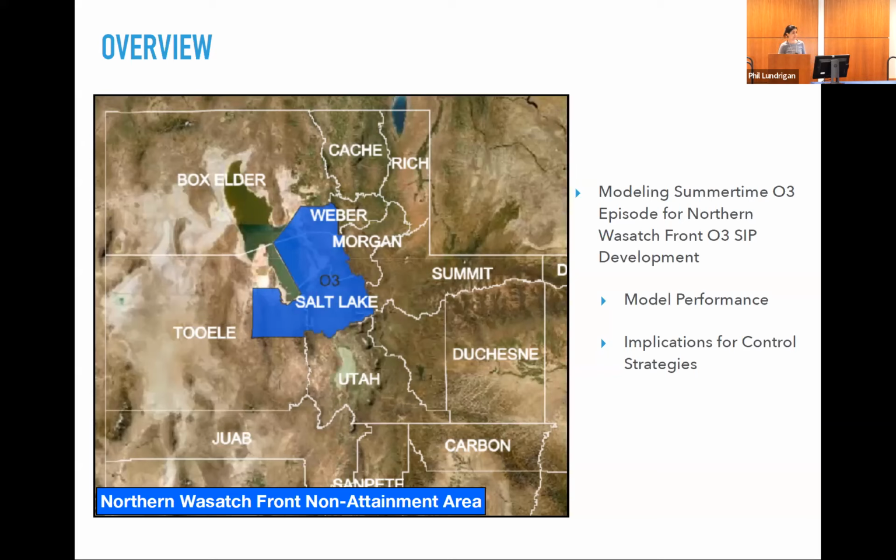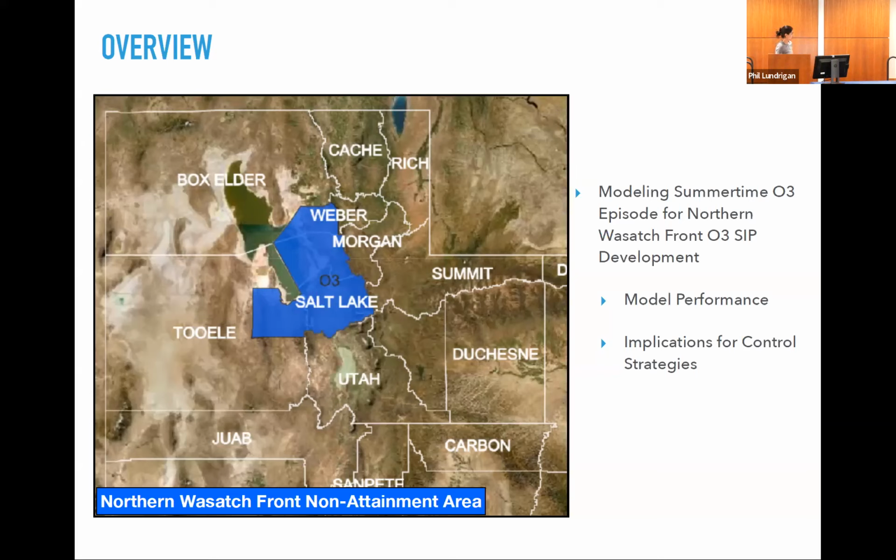Both Becky and Ryan talked about that in the morning, when in non-attainment for ozone. And so the modeling we did is to help inform policy, help them determine what kind of controls we can do to bring down ozone into attainment.